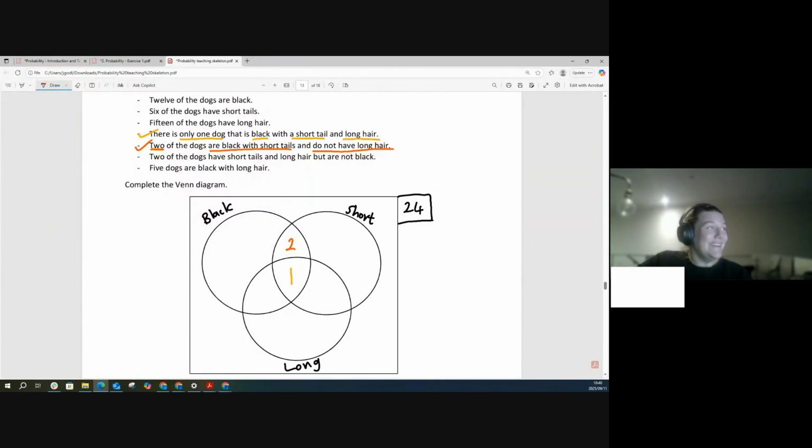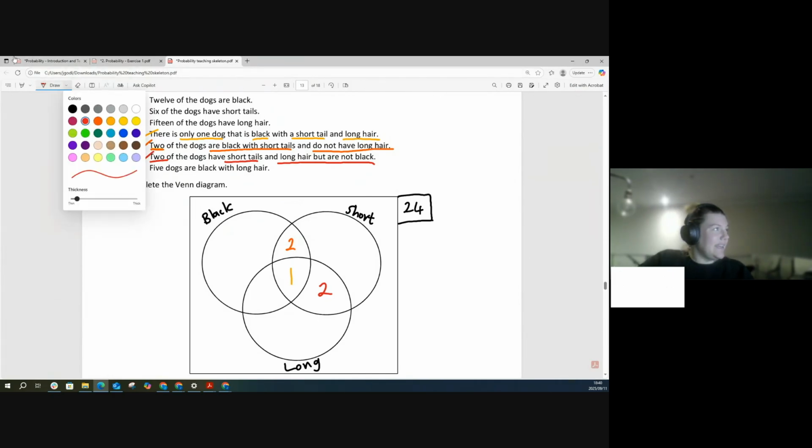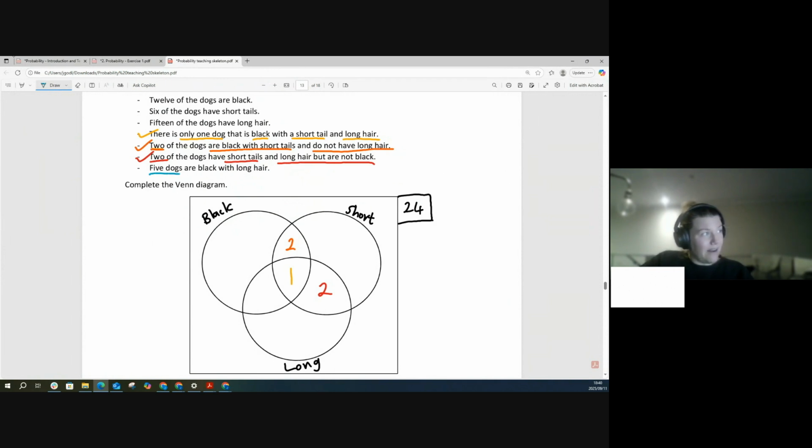Then we have two of the dogs have short tails and long hair, but are not black. So they have short tails and they have long hair, but they are not black. So now I'll know that that one's also 2. Next, they've said we have 5 dogs that are black with long hair, but they don't say only. So that means that this whole section here needs to be 5, which means this is going to be 4, because 4 plus 1 is going to give me my 5.